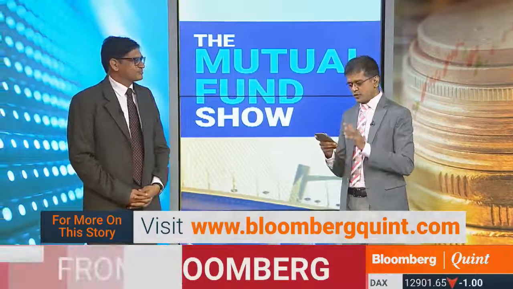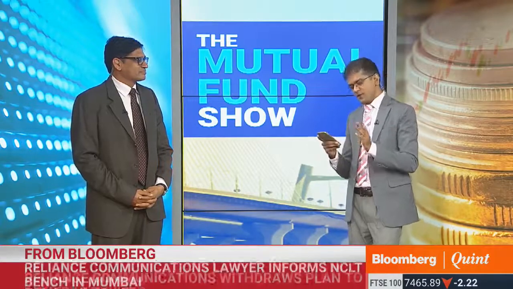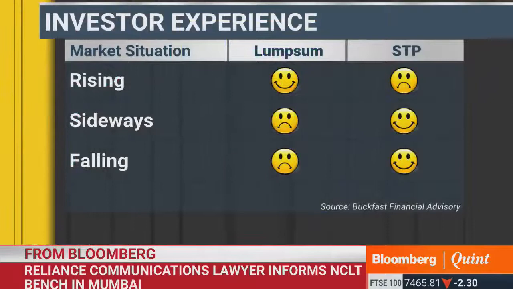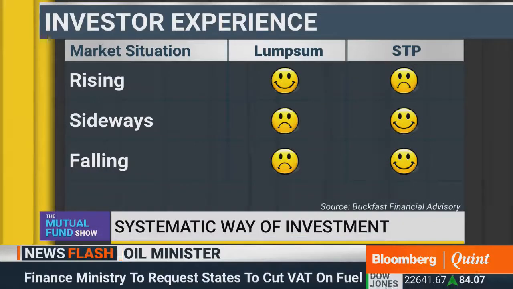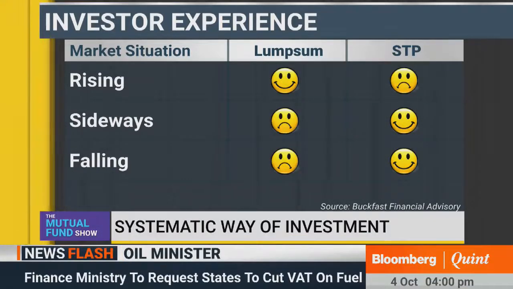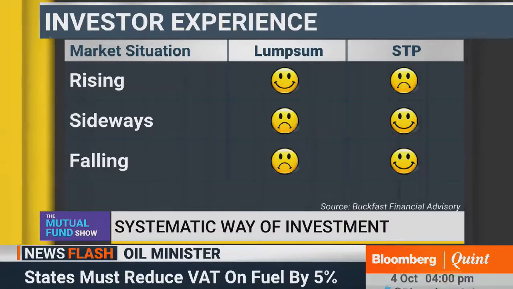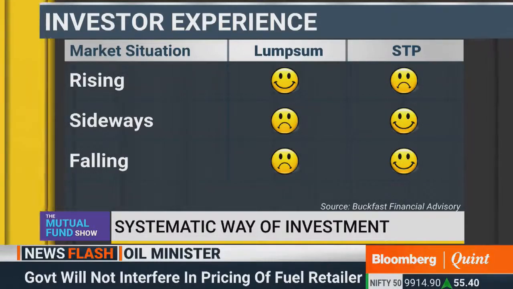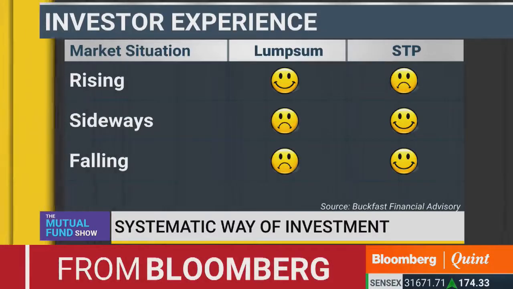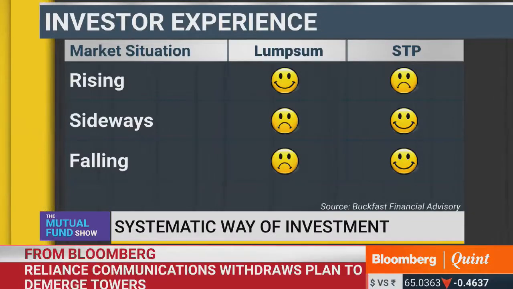I just have a very interesting graph that we made, which shows the benefits or the drawbacks of investing lump sum versus the STP. Now, look at this very interesting chart, Vijay, on your screen. Investor experiences in market situations. So it's a rising market. Lump sum can give you smiles, and a systematic transfer plan may not necessarily give you smiles. But in a sideways market or a falling market, the smiles are much wider if you use the systematic transfer plan.